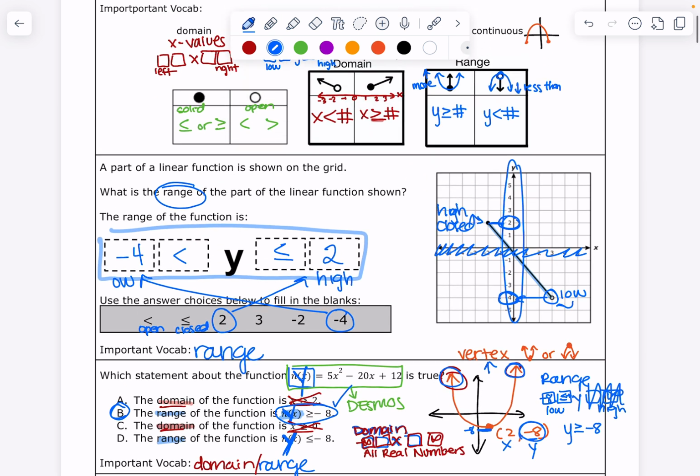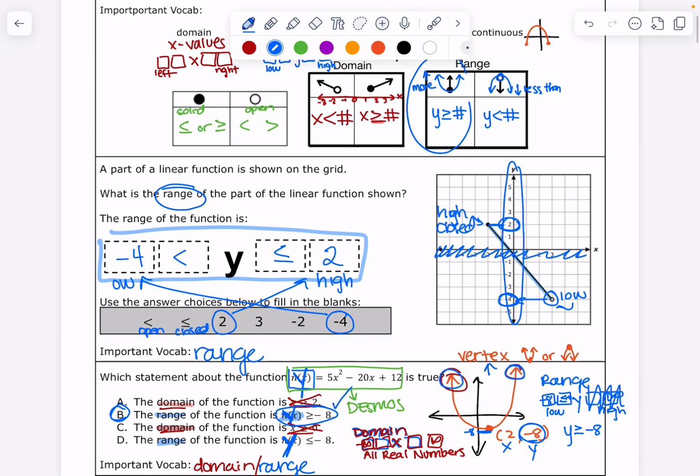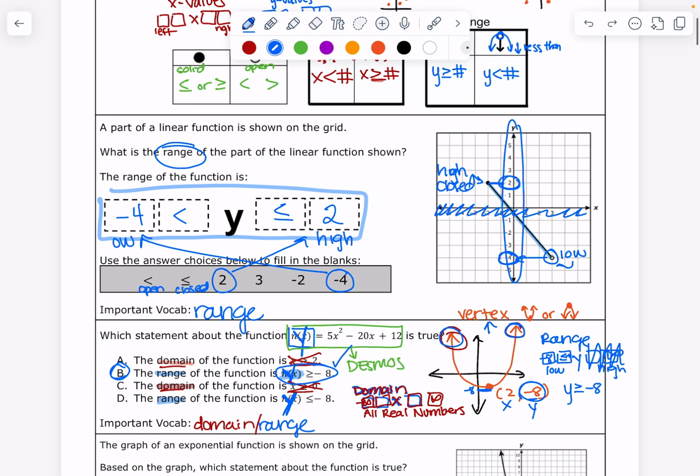If this was a little bit too confusing for you, you can always look right here. I like using this a little bit more. If the graph is going up, it's always going to be y greater than or equal to a number. If it's y, it's your y value.